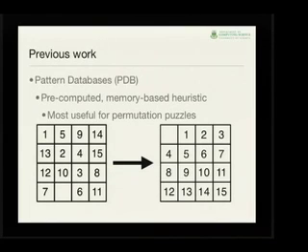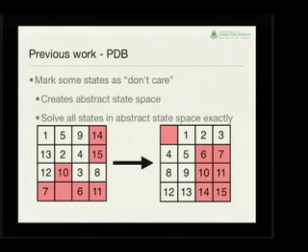And so what we want to do is pre-compute a heuristic for this, and the idea is that we're going to build an abstract state space. So I'm going to mark some tiles here. In this case, the red tiles are the ones that I care about, and the ones that are white are ones that I don't care about. And I'm just going to erase those and say, I don't care what values those have.